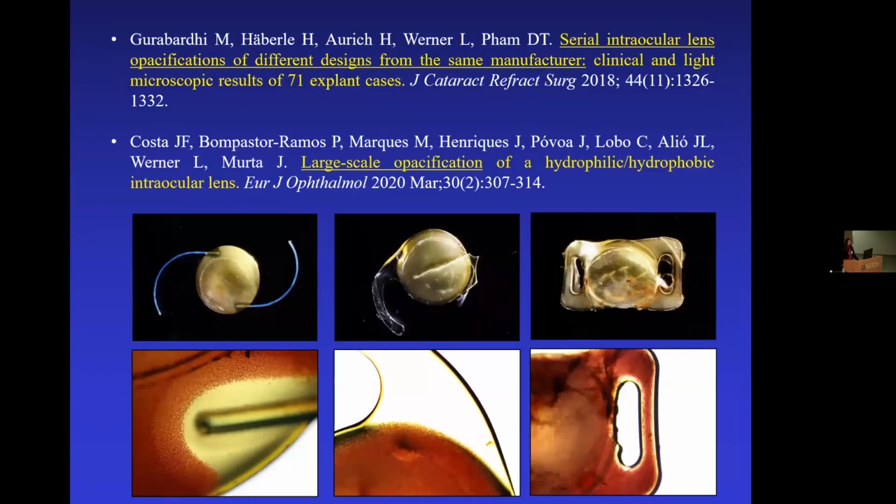And the latest large-scale problem is related to a company named Oculentis. This is a company in Germany, and we analyzed a huge number of lenses that were explanted in Europe. They were manufactured with all kinds of designs. And what is very interesting here is that these are all hydrophilic acrylic lenses with a hydrophobic coating, which has been described by some people as able to prevent calcification. But as you can see, this is really not the case. But these lenses were not available in the United States.